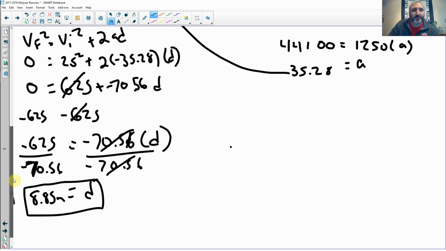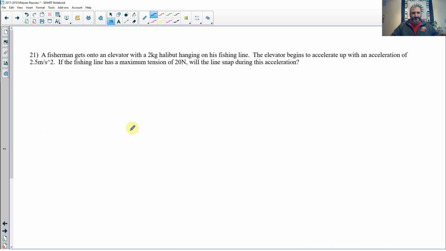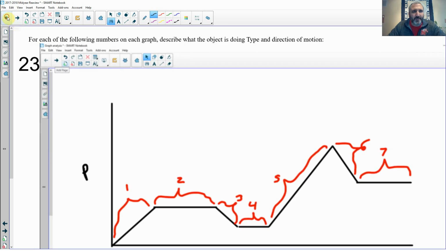All right, so do I or do I not have a bad hood ornament? No, hit deer. Okay, sound good? Let's go to the next one. We're almost there. A fisherman, and then bowling balls, and then grass.